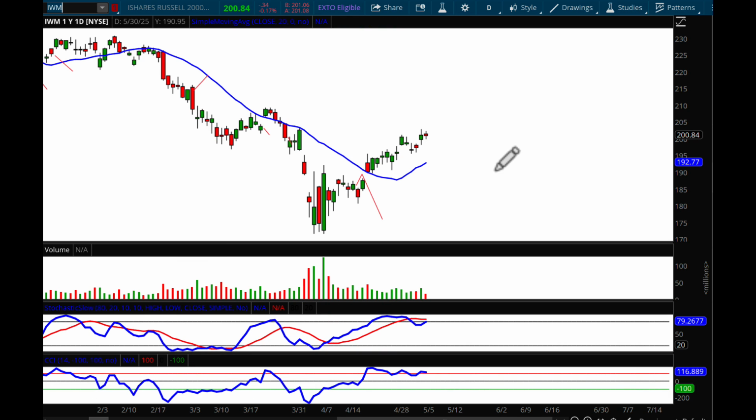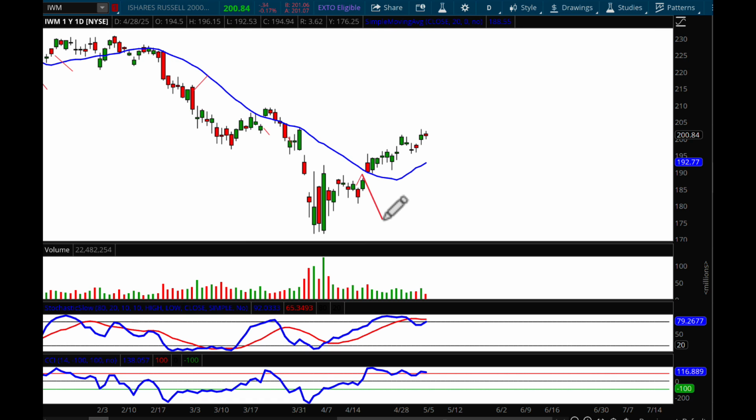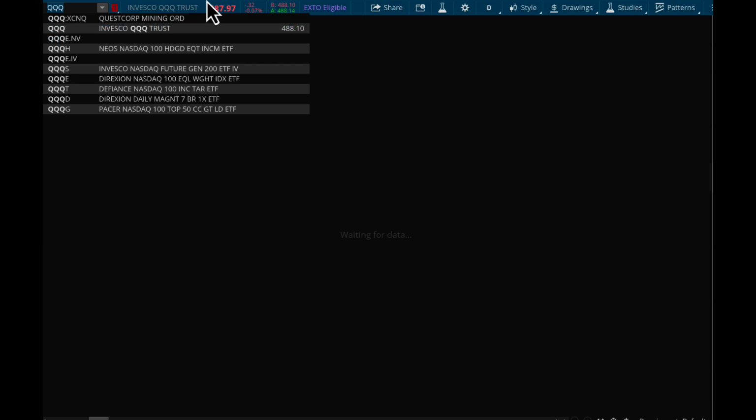So for IWM, the downside target is still in place way down here. I'll put another dotted line for you so you can get a reference on that. And that downside target is 175.81.